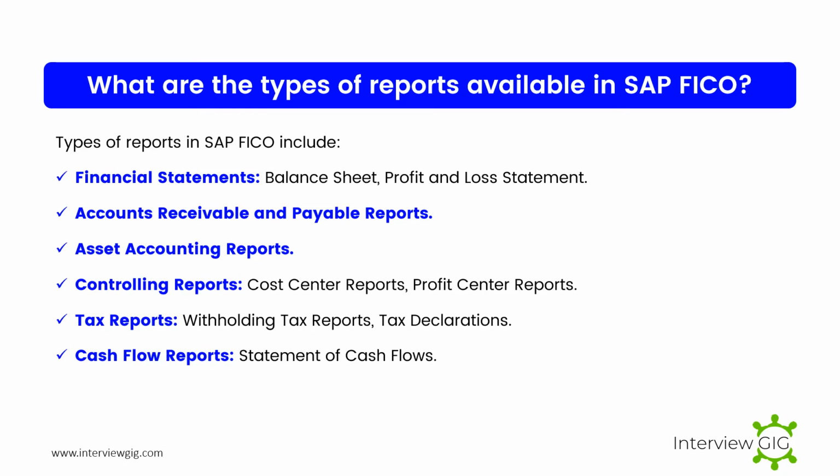What are the types of reports available in SAP FICO? Types of reports in SAP FICO include financial statements, balance sheet, profit and loss statement. Accounts receivable and payable reports. Asset accounting reports. Controlling reports, cost center reports, profit center reports. Tax reports, withholding tax reports, tax declarations. Cash flow reports, statement of cash flows.